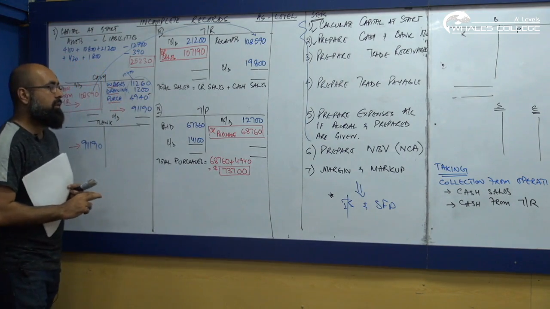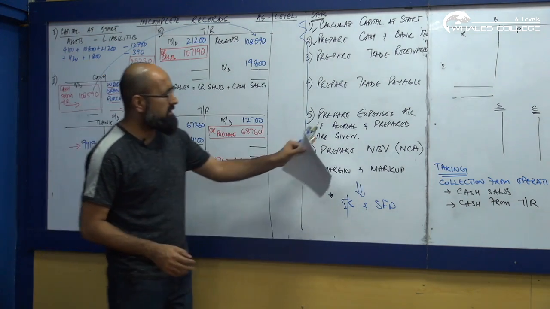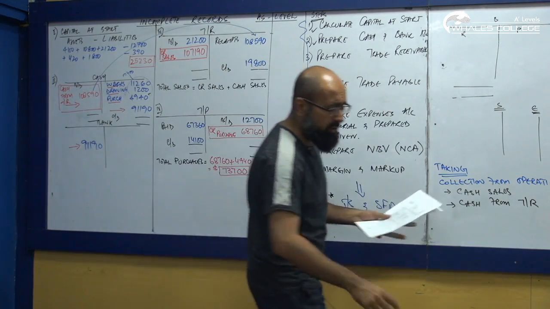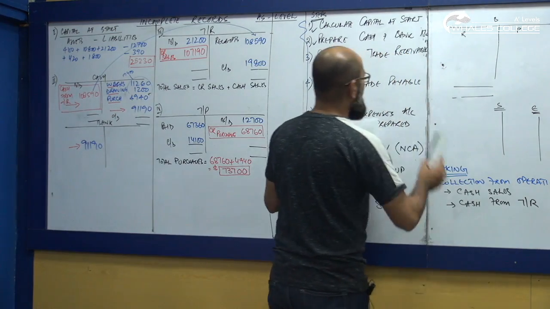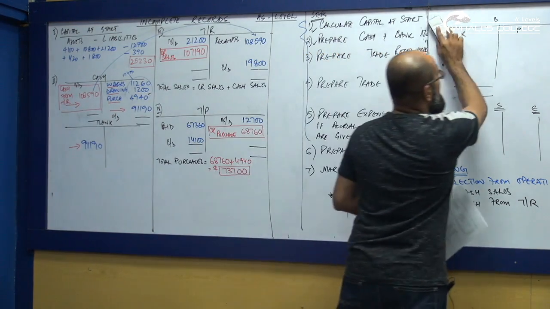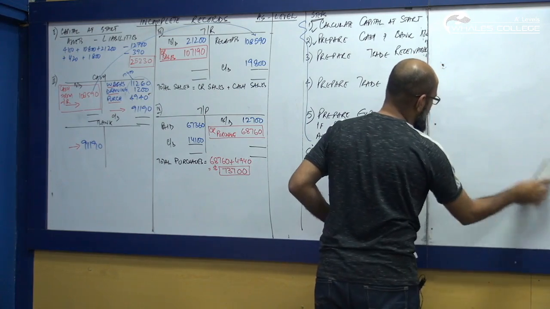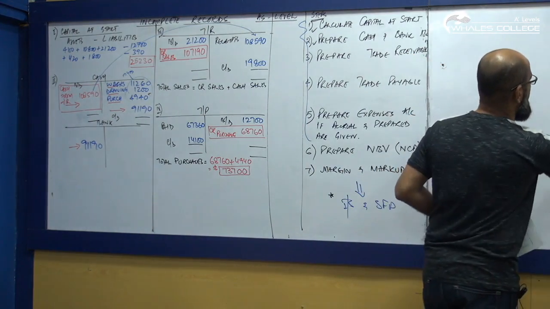This was step number 4. Now I'm moving towards step number 5, expenses account for accruals and prepayments. Now I'm going to rub the board. Or should I go there? So I'm going to the other side, so that you can trace the work steps again and again.